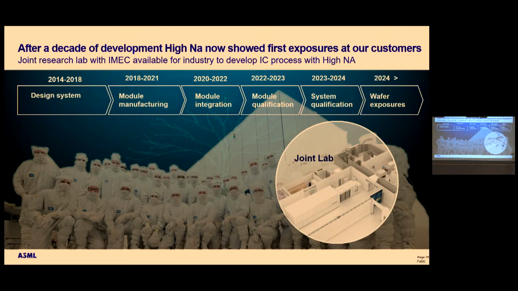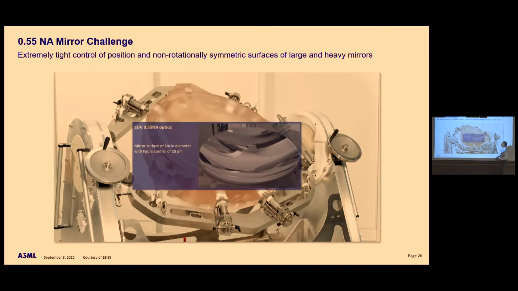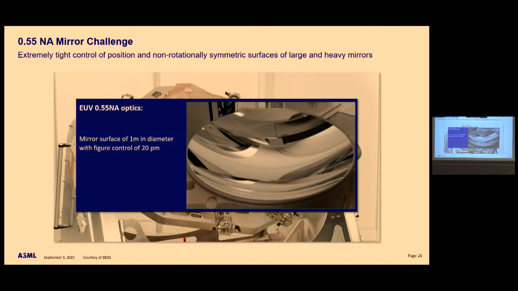And then the next machine, I'll show you in the next slide. But then the next machine in Veldhoven is the machine for the joint lab with imec. Okay. But before this happened, we shipped a machine to our, okay, first let me talk about the optics. This is the biggest piece. This is the last mirror facing the wafer. This mirror has a diameter of 1 meter and an aberration number of 20 picometers. Okay, yeah, that's actually shown here.